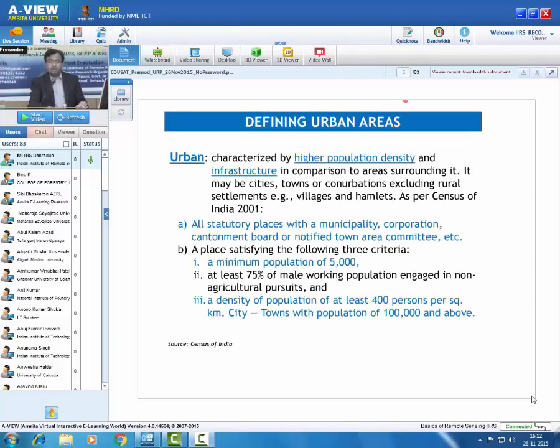Now, when you look at all these characteristics, let us define what urban areas are. Urban areas are characterized by higher population density and infrastructure in comparison to the areas surrounding them. They may be cities, towns and conurbations, excluding rural settlements, for example villages and hamlets. Any urban area should satisfy three criteria: a minimum population of 5,000, at least 75% of the male working population engaged in non-agricultural pursuits, and a density of population of at least 400 persons per square kilometer.